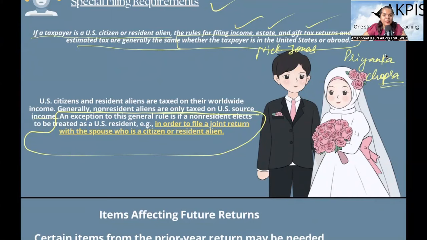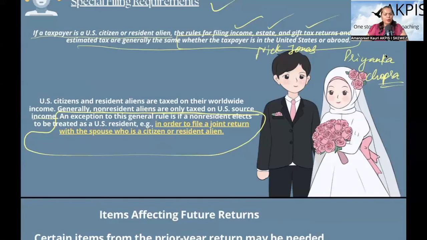What was the substantial presence test? We just discussed: 31 days of stay in the current year and at least 183 days of stay counting the current year plus the 2 previous years. If you're satisfying both these conditions, you will be a resident. But let's say in this instance she's a non-resident. She is not satisfying the green card test, and she is not satisfying the substantial presence test. So she is a non-resident.